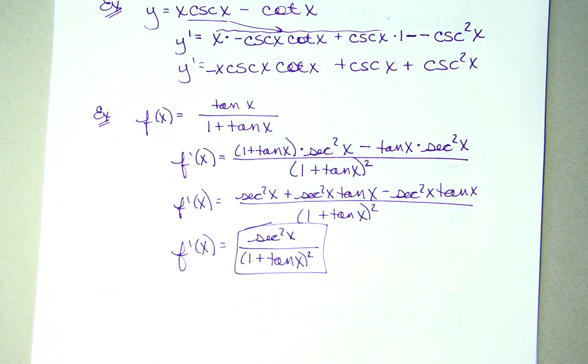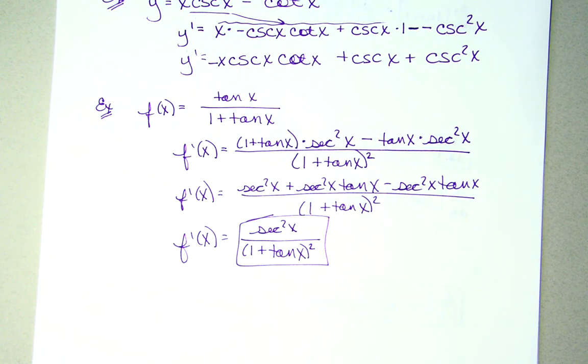Secant squared x, over 1 plus tan x in parentheses squared, I believe. Is anyone getting that? Okay, a few people maybe.